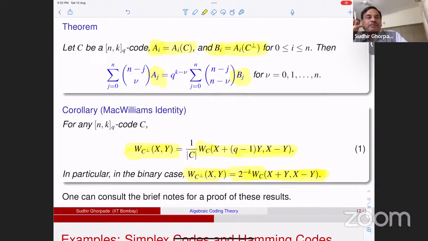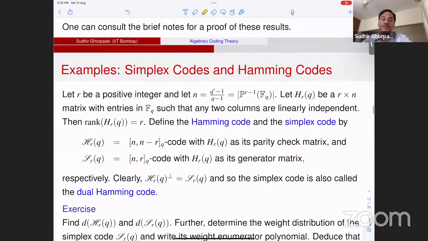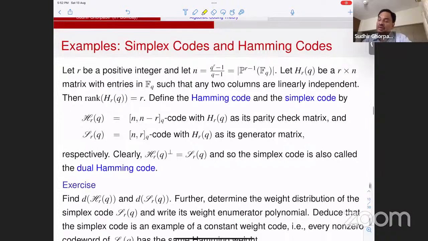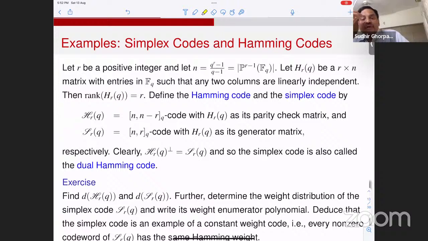I want to give now some examples of codes, to help you understand some codes which come up in practice. I'll by and by also tell you about some applications. No questions? Okay. So here are two basic examples of codes. One is in some sense a simple class of codes which goes by the name of simplex codes, and the second one is the Hamming code.